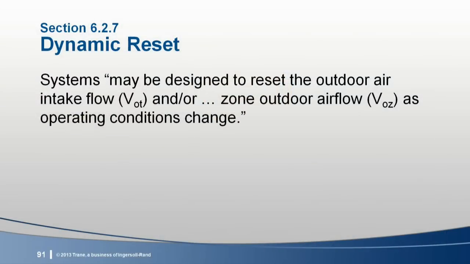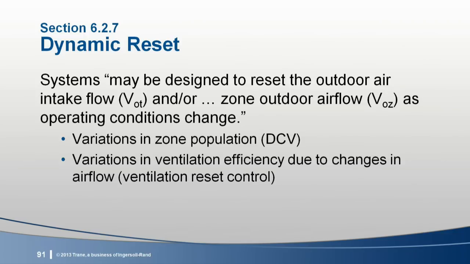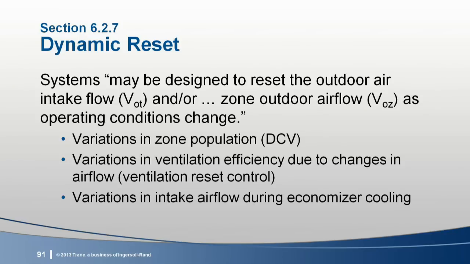Although it doesn't require any specific approach be used, the standard describes 3 possible dynamic reset control options. Zone outdoor airflow may be reset in response to variations in zone population. This option is called demand control ventilation, and there are many different ways to do it. System-level intake flow may be reset in response to variations in system ventilation efficiency due to changes in zone airflow. This option has been called ventilation reset control in the past, but Standard 90.1 calls it ventilation optimization control. Finally, the minimum primary airflow setting for VAV zones may be reset in response to variations in system intake airflow, which occur during economizer cooling operation.